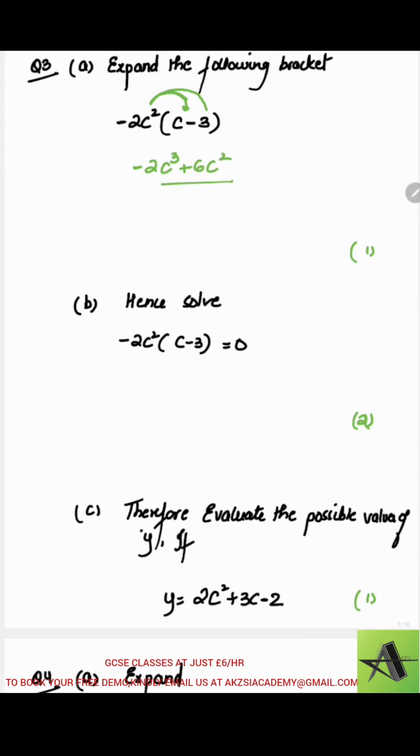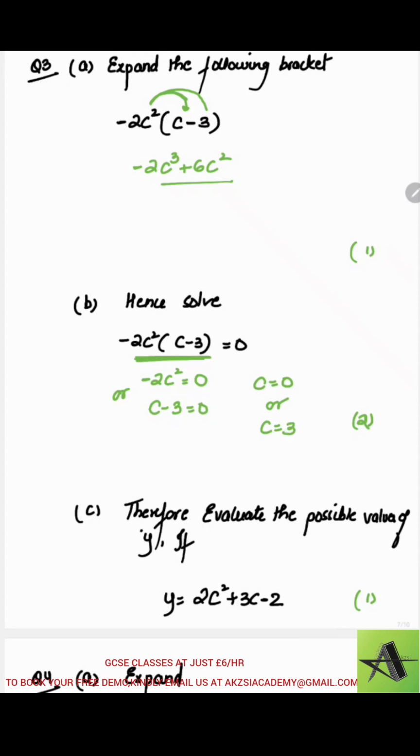Now to solve this one, rather than simplifying it, we can directly get the value from here. If you are multiplying two factors and their product is 0, that means either of them will be 0 or both can be 0. So minus 2c squared equals 0 and c minus 3 equals 0. So you can say c equals 0 or c equals 3.